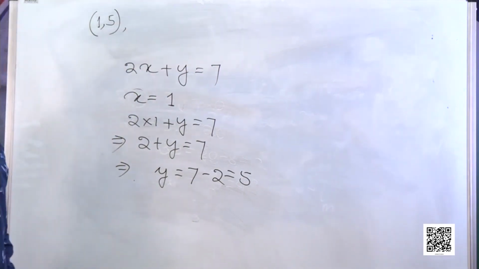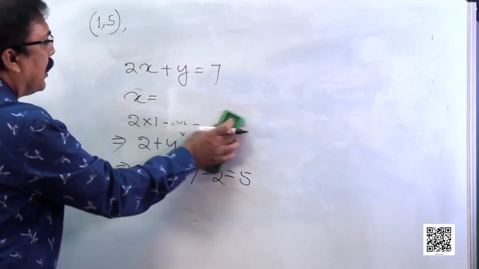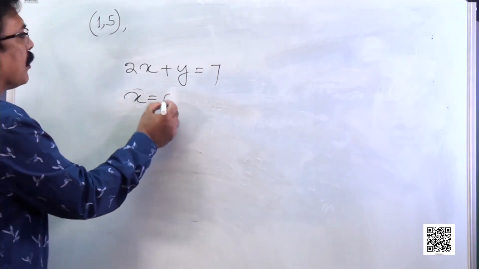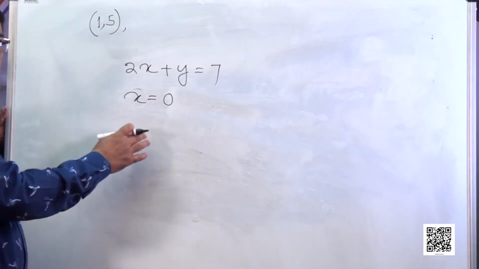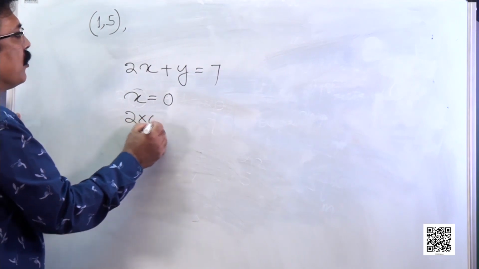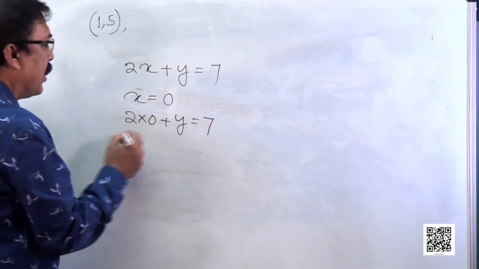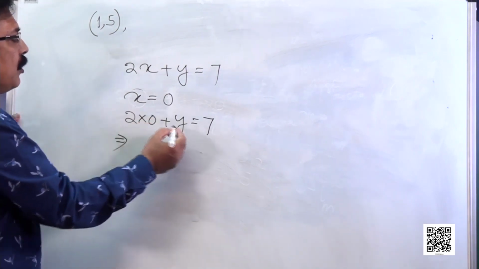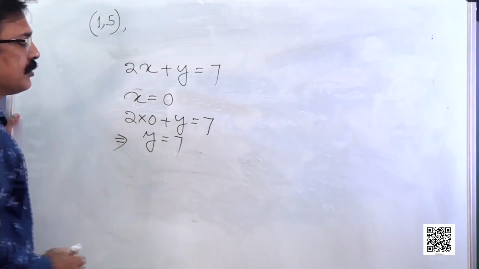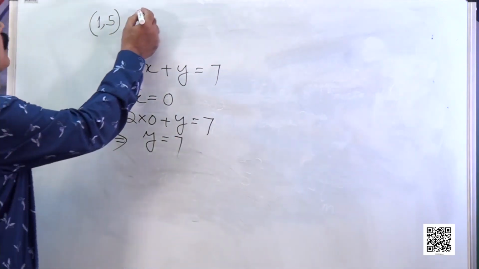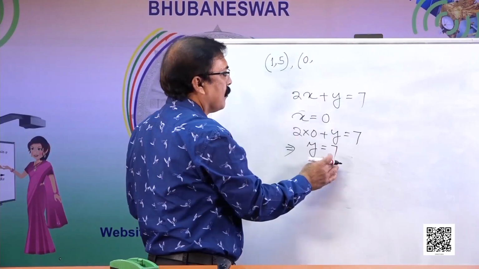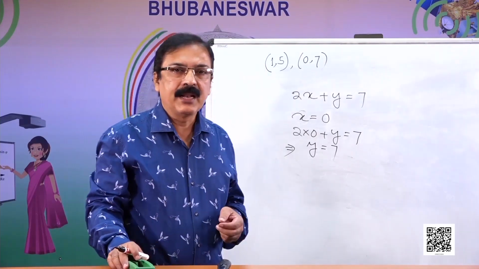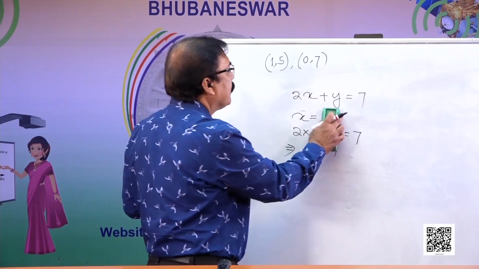Let's try with another value of x. Let the value of x be 0. If we put the value of x as 0, then we have 2 into 0 plus y is equal to 7. This gives 2 into 0 is 0, and y is equal to 7. So the solution is (0, 7). Okay? Then we have to find another.